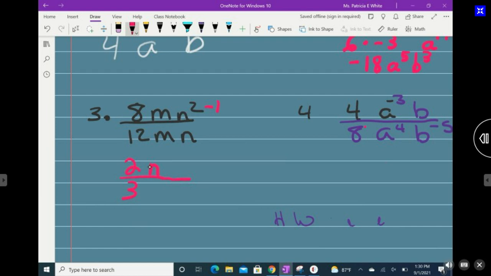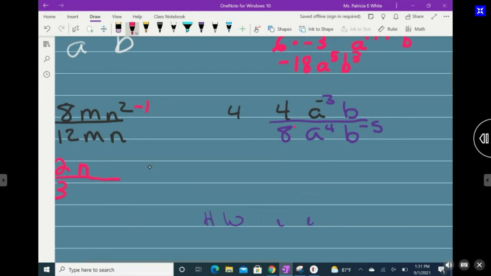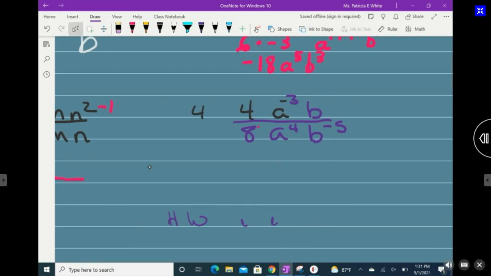Okay? What does that negative exponent say? What's the word? Inverse. Gotta flip. So, who am I going to move up there? 8, 4?